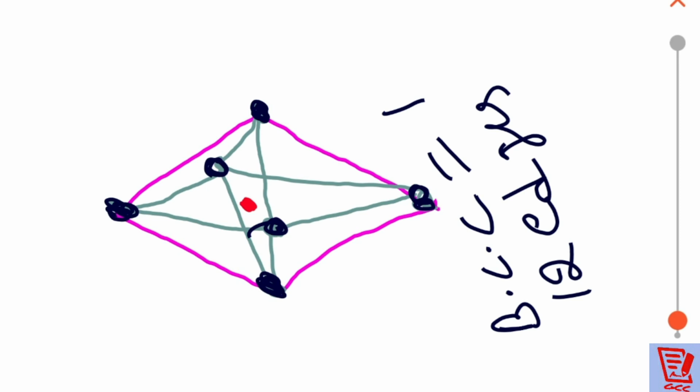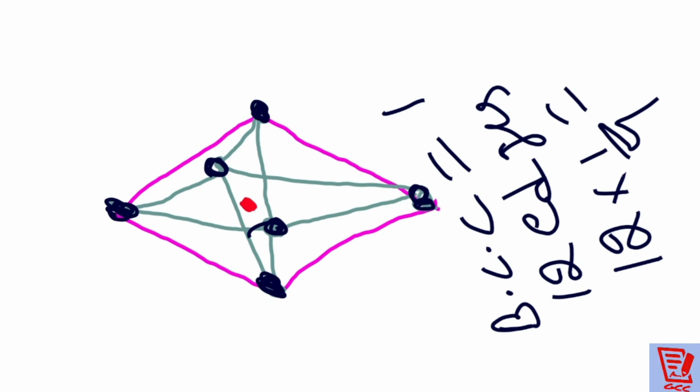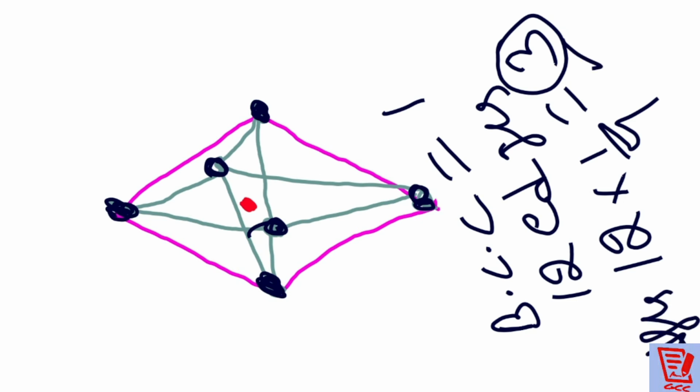And the contribution of edges: 12 into 1 by 4 is equal to 3. It means octahedral voids at the edges are 3, and for the BCC it is 1.